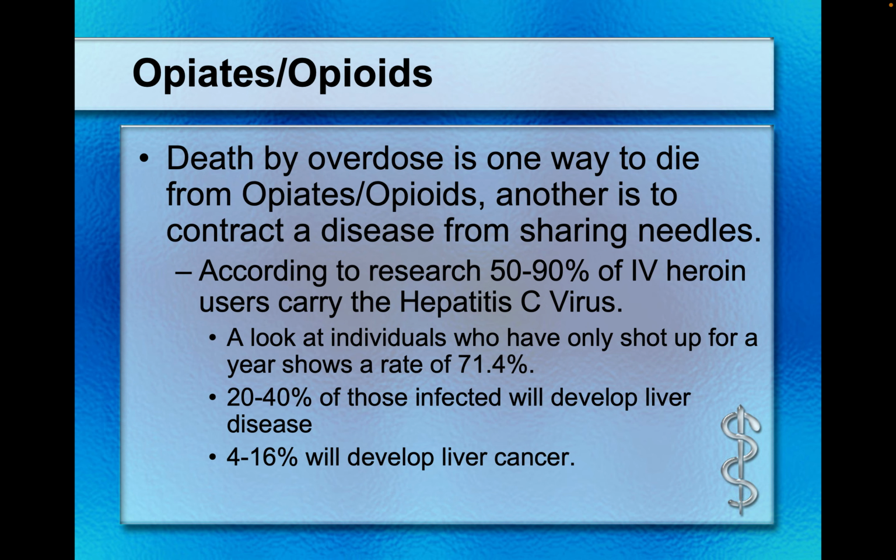Death by overdose is one way to die from opioids. Another is to contract a disease from sharing needles. According to research, 50 to 90% of IV heroin users carry the hepatitis C virus, which we can now treat. But until about 5 years ago, we couldn't treat it. A look at individuals who have only shot up for a year shows a rate of 71.4% positive hepatitis C.